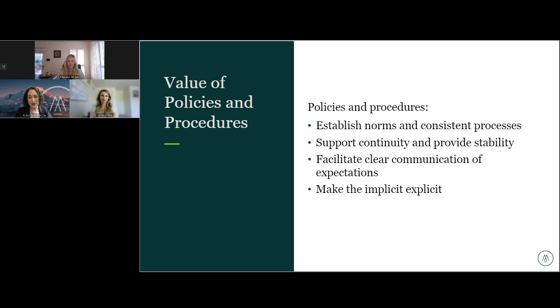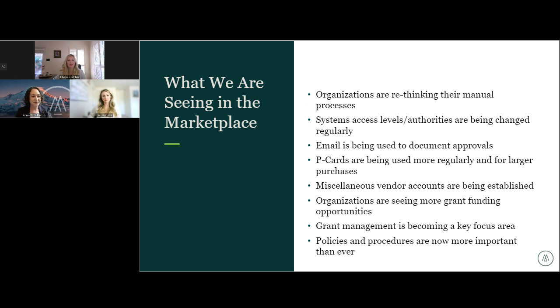And now I'd love to turn it over to Chelsea just to ask, what are you seeing in the last few years around how policies and procedures are changing? What have you seen in your space? Oops. Thanks, Annie Rose. Sorry about that. So what are we seeing in the marketplace?